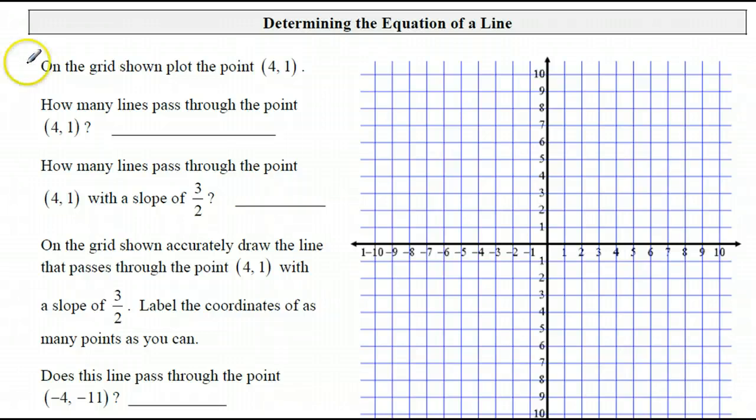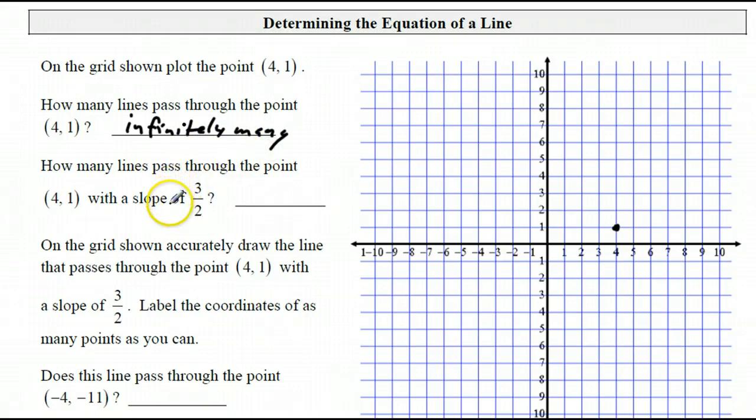Okay, here we go. Determining the equation of a line. On the grid shown, plot the point 4, 1. How many lines pass through the point 4, 1? Well, we could draw a line this way, so let's say infinitely many. Infinitely many lines pass through the point 4, 1.